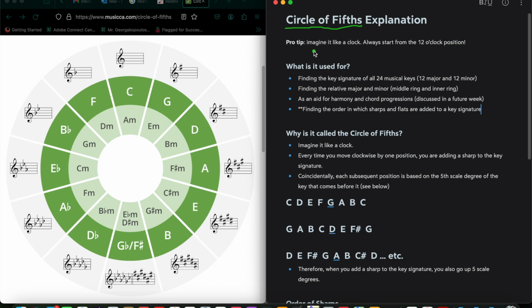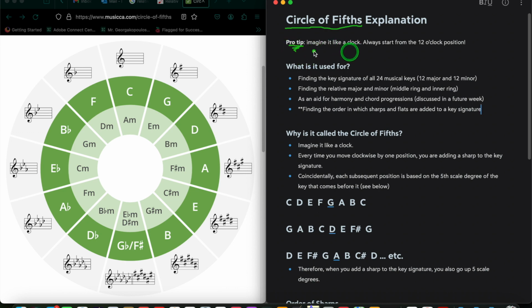This is one of the most important and essential tools in any musician's toolkit, and I want to make sure you have a strong understanding of what this is and what it's used for. So this is how the lecture is going to go. I'm going to describe what each of the rings represents within the circle, then what the circle is used for, and then why it's called the circle of fifths. But before we do any of that, I'm going to emphasize this pro tip.